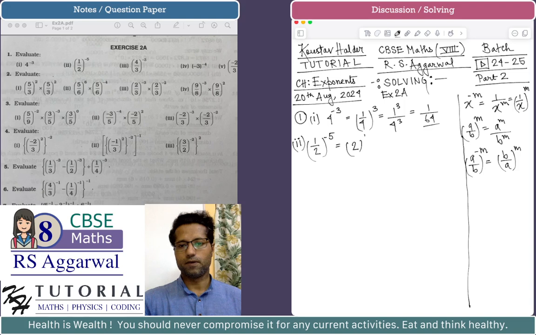How much is this? I guess 32. I'm not sure. I might be making some silly calculation mistake, but I'm not focusing on that. Please try to understand the concept I am applying.